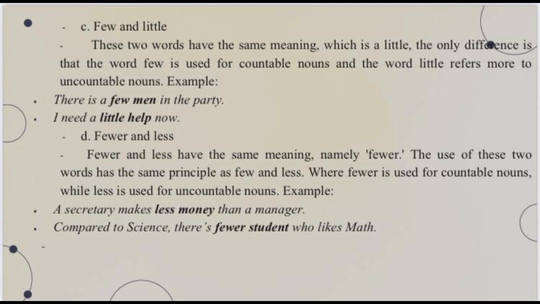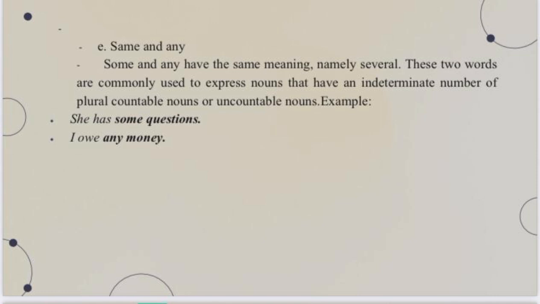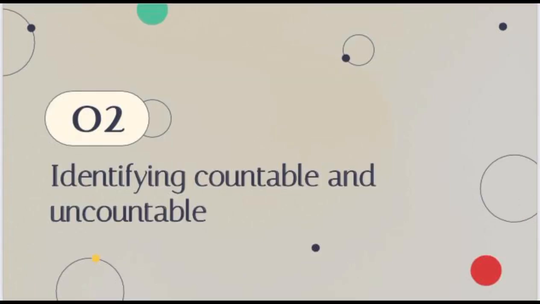D. Fewer and less. Fewer and less have the same meaning, namely fewer. The use of these two words has the same principle as few and little, where fewer is used for countable nouns while less is used for uncountable nouns. Some and any have the same meaning, namely several. These two words are commonly used to express nouns that have an intermediate number of plural countable nouns or uncountable nouns.